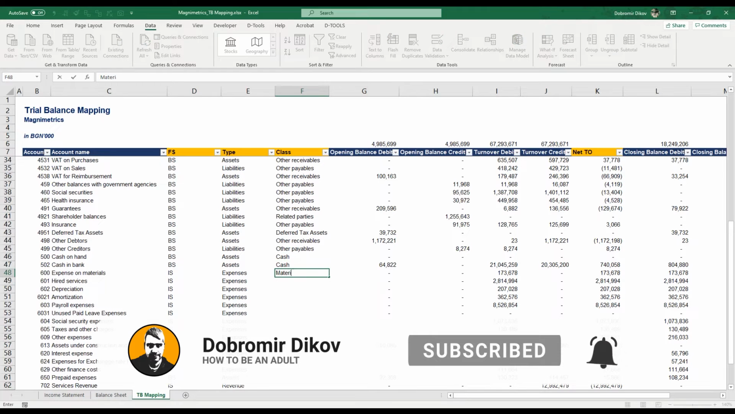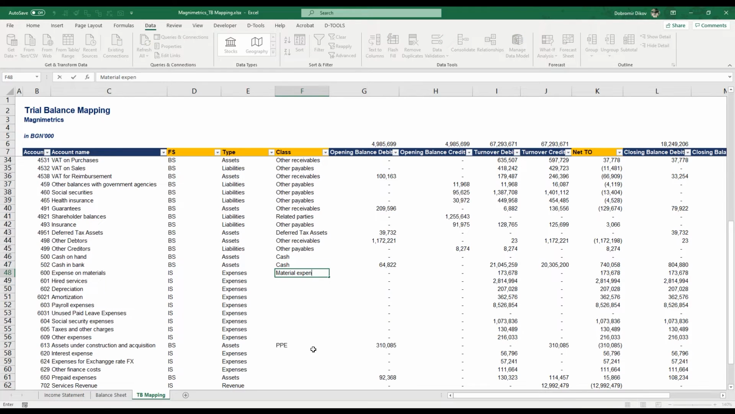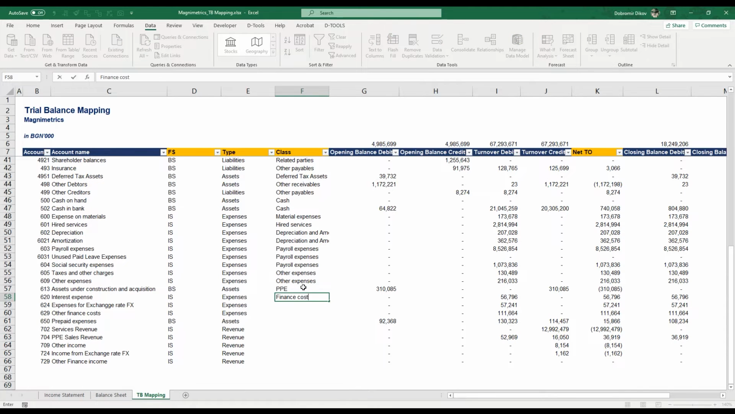So we have our material expenses. Then we have our hired services, depreciation and amortization. I'm gonna put those together. Then we have payroll expenses. I'm gonna include those and those. And then some other expenses. Finance costs, and this is also finance costs.